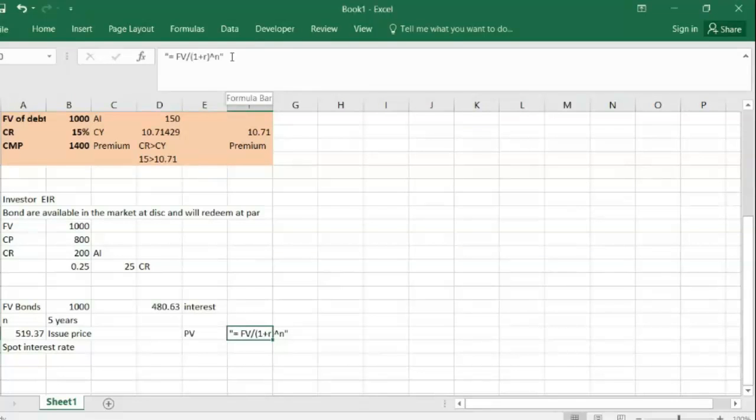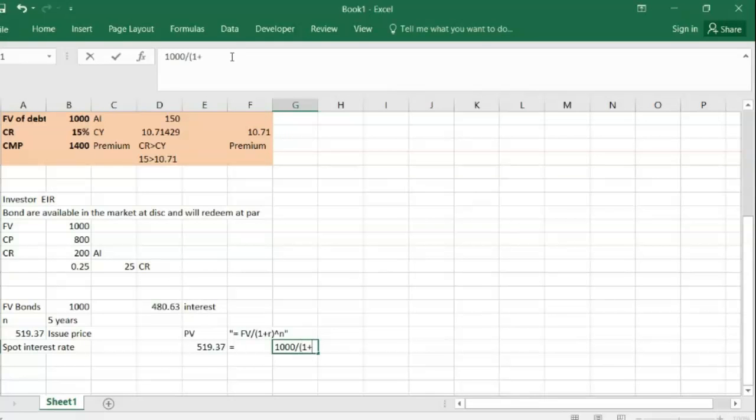Okay, so this is a formula we have used. Here we know that the present value, 519.37, is the issue price, the value at which the instrument is available in the market. It is equal to the future value. In future, I have received 1000 rupees.